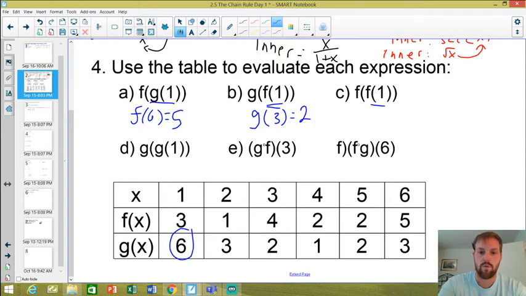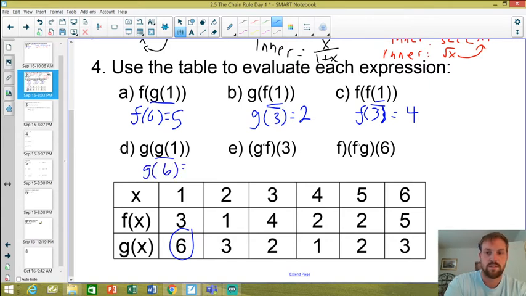You can say f of 1 is 3, and then f of 3 is 4. G of 1 is 6, and G of 6 is 3. And I feel fairly confident in your ability to do this. G of f of 3, this is again saying, I always just put parentheses like that to specify that we're doing f of 3 first and then G of that. So f of 3 is 4, and G of 4 is 1.